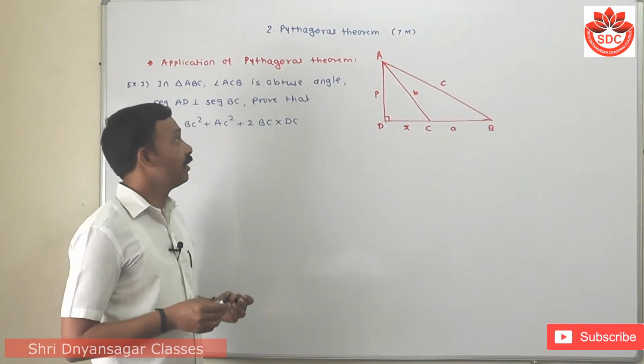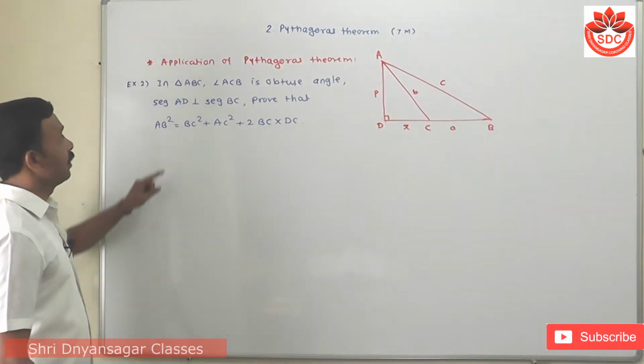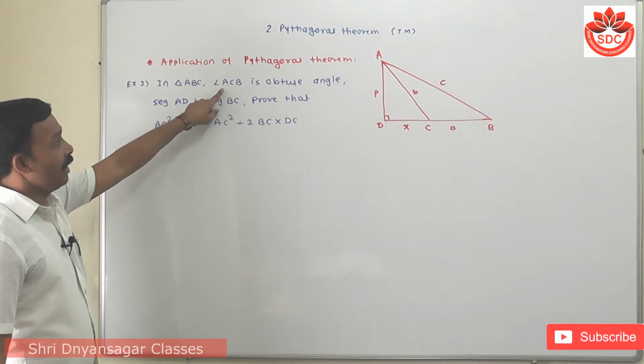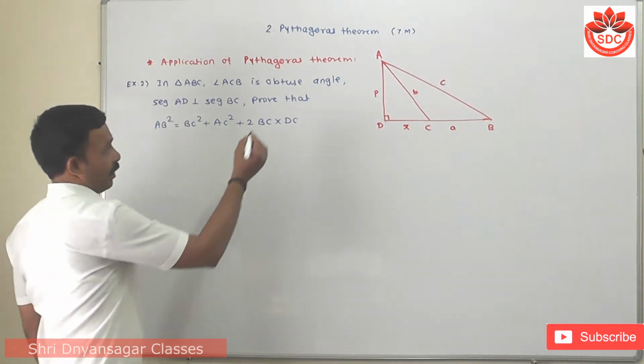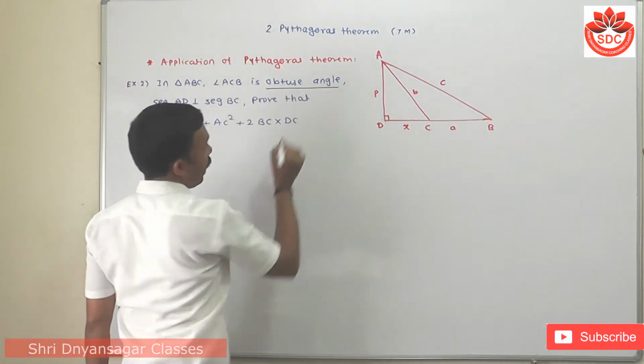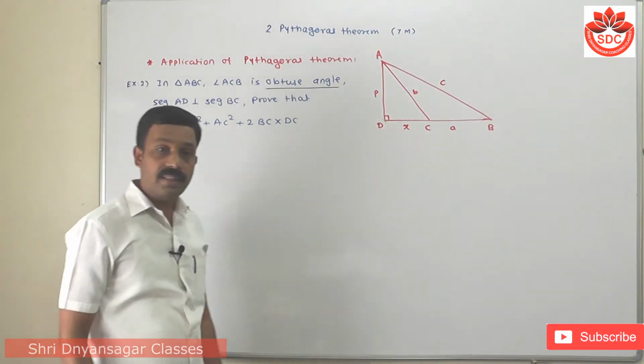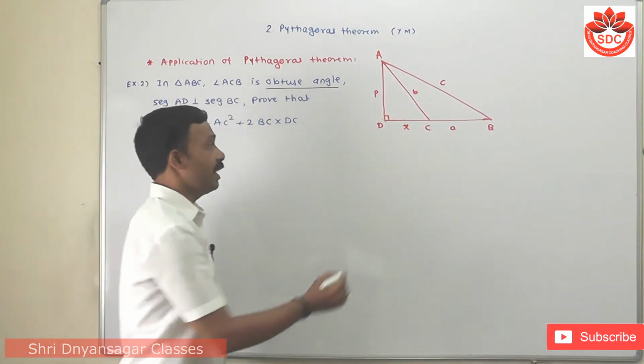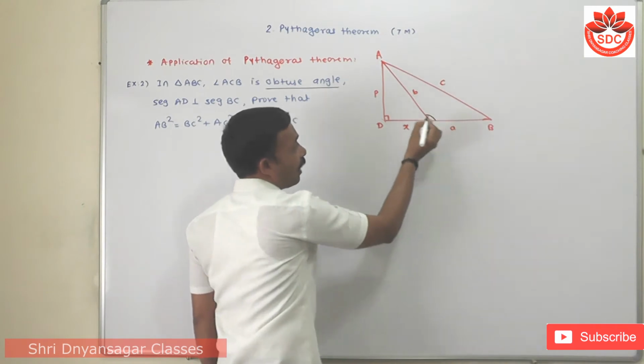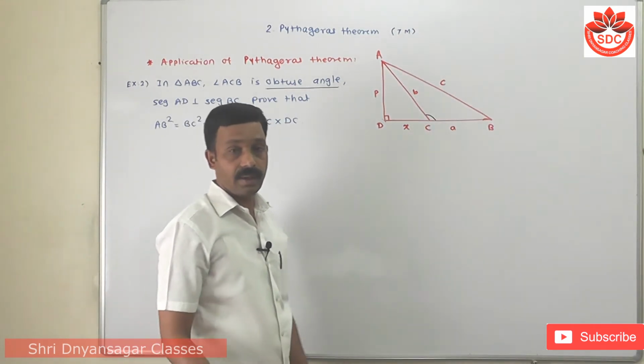The second application is: angle ACB is an obtuse angle. Look here, obtuse angle means that the measure of the angle is greater than 90 degrees, which means that angle C is greater than 90 degrees. This is the second application.